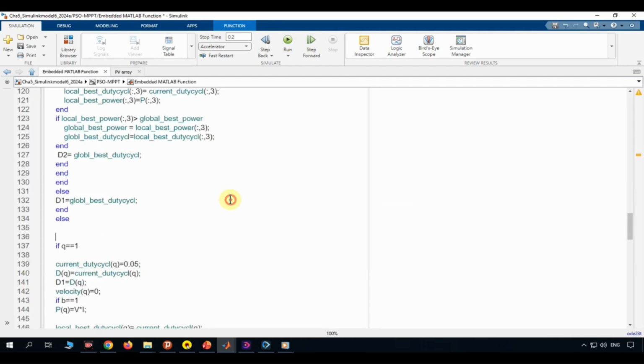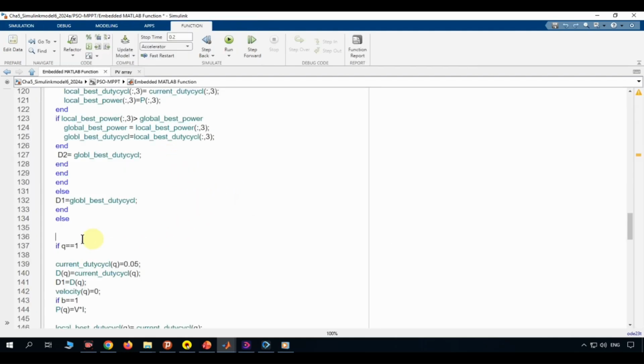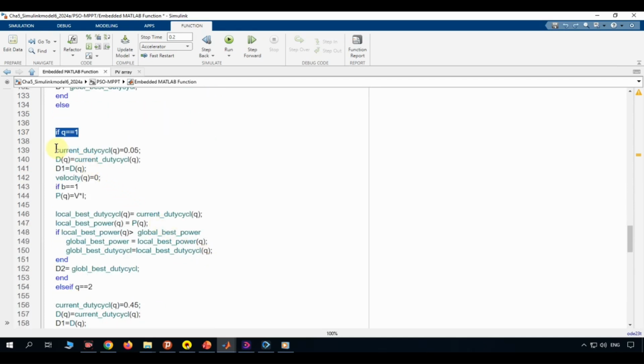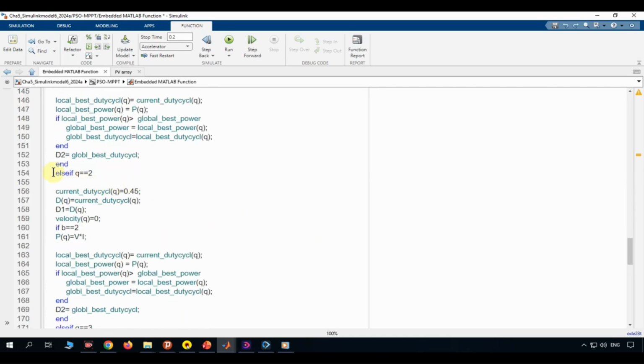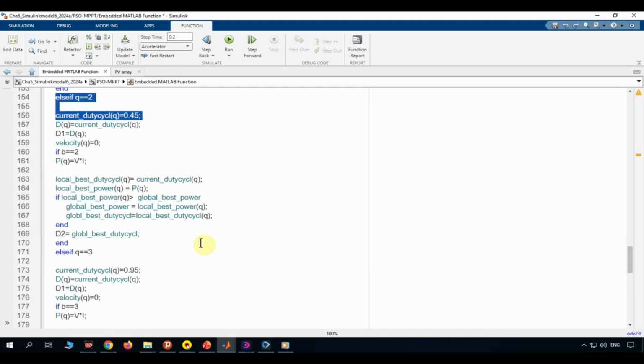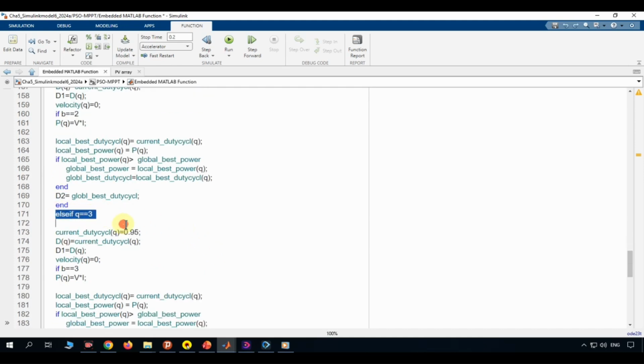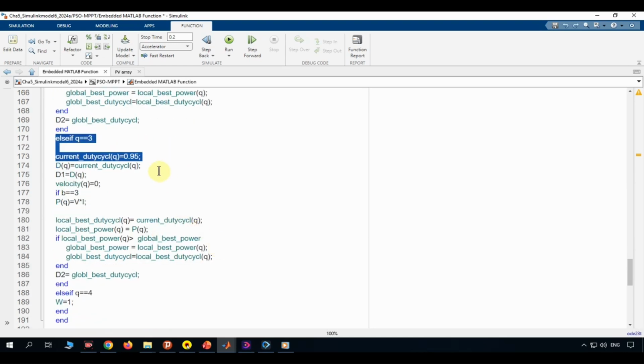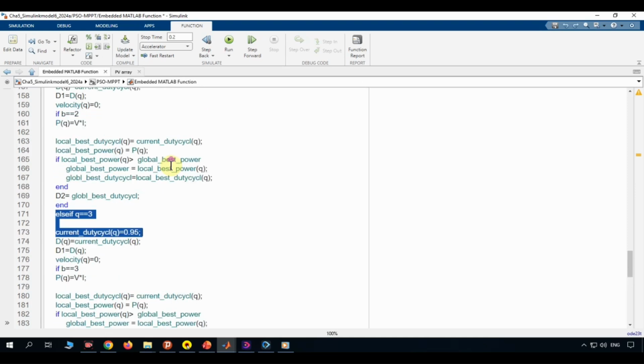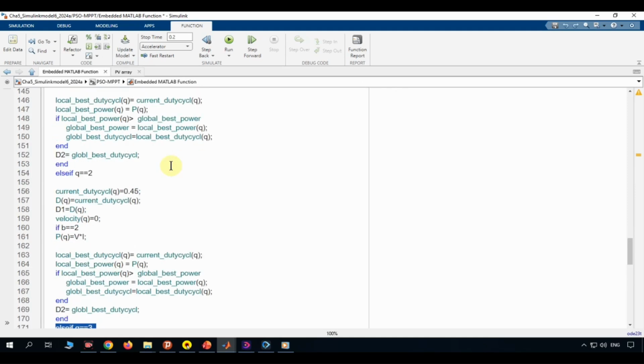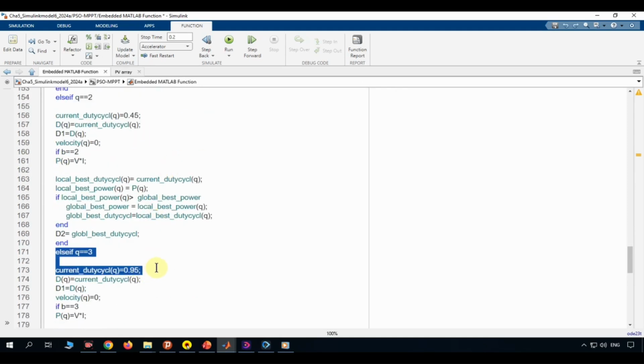Inside the MATLAB function, the initialization signal is received through the input labeled Q. When Q equals 1, the first particle is initialized with a duty cycle of 0.05. When Q equals 2, the second particle is initialized with a duty cycle of 0.45. When Q equals 3, the third particle is initialized with a duty cycle of 0.95. The initial particle positions are therefore 0.05, 0.45, and 0.95. Their initial velocities are set to 0.